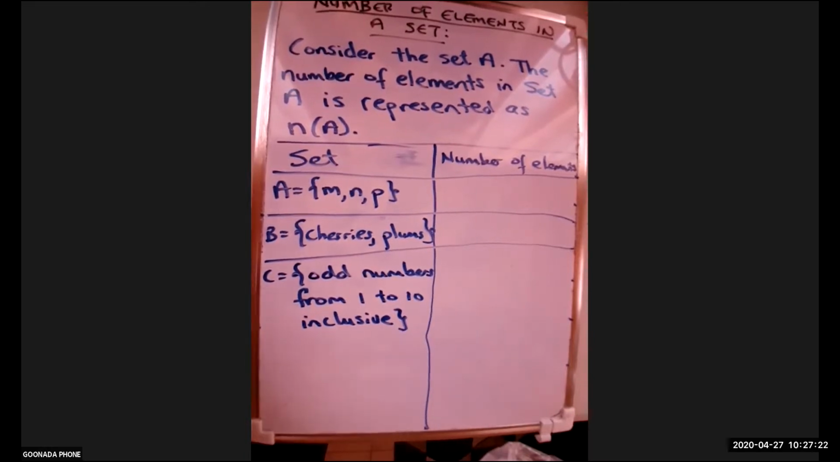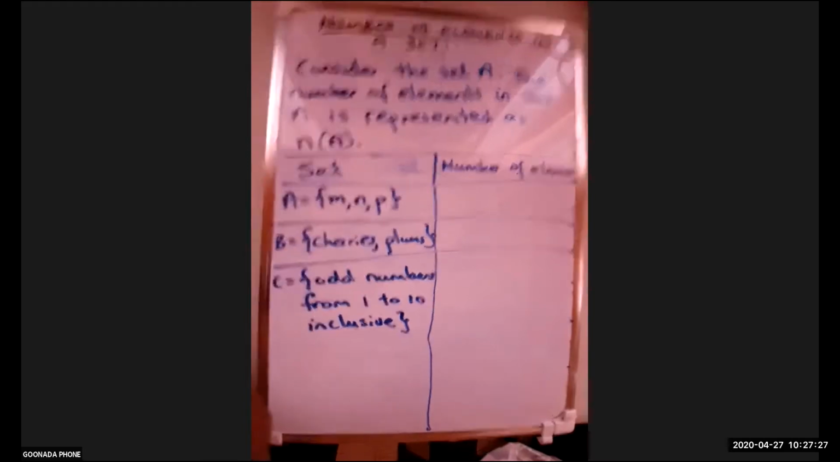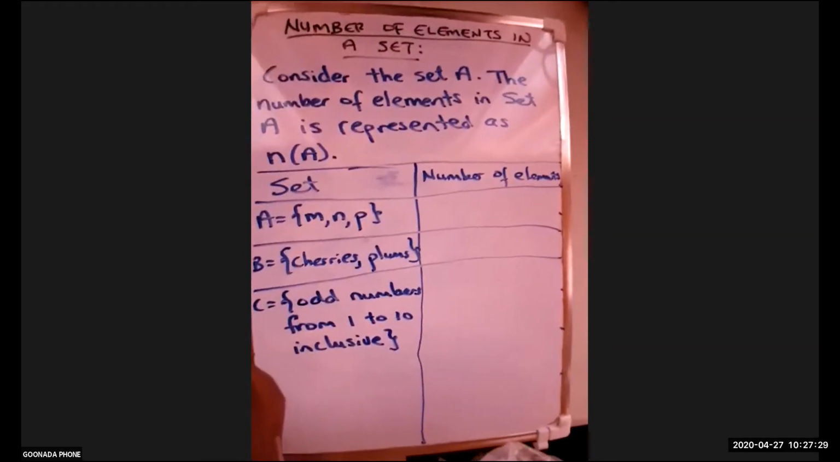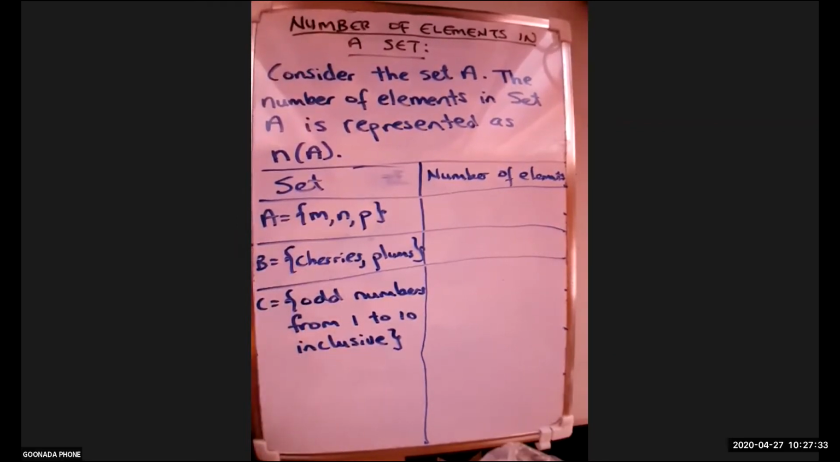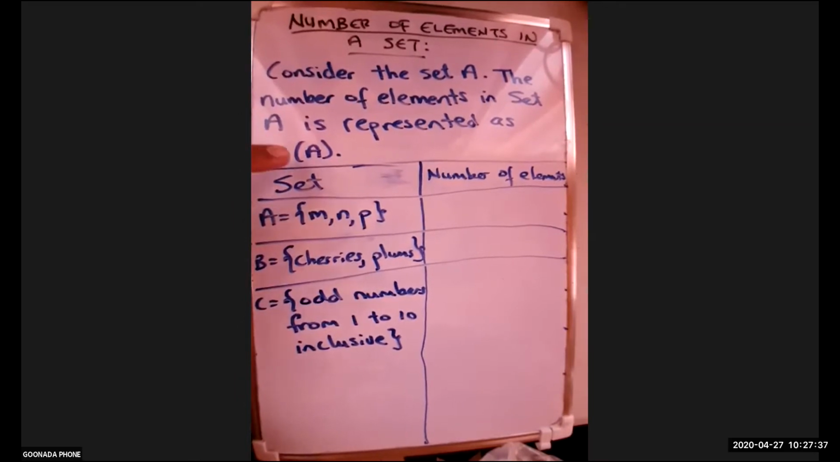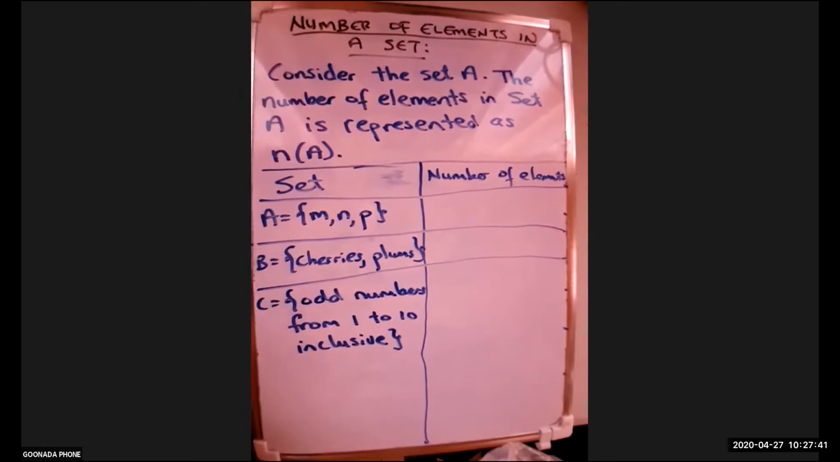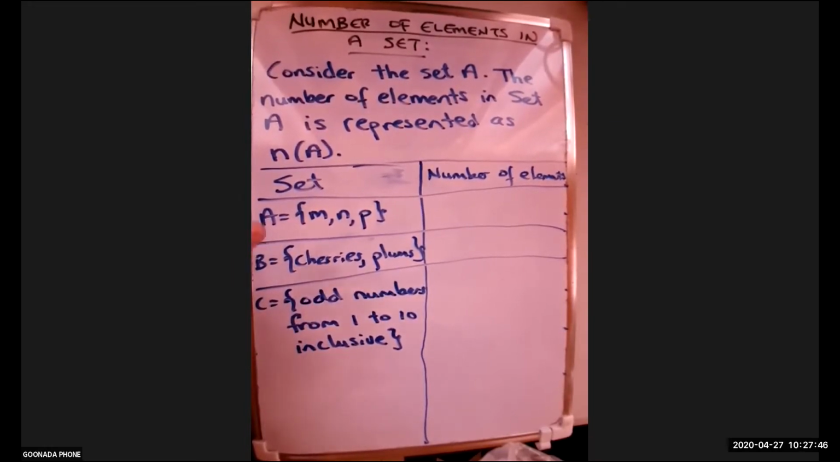Okay, I want you to just pay attention for a minute. So this one is the number of elements in a set, right? So consider the set A. The number of elements in the set A is represented by a small n, and then you open a bracket and you put capital A, because obviously the sets are labeled in capital letters, right? So let's look at A in this case. A is equal to M, N, and P. How many elements are there in this set? Anybody can tell me?